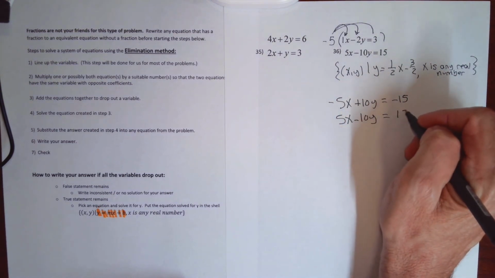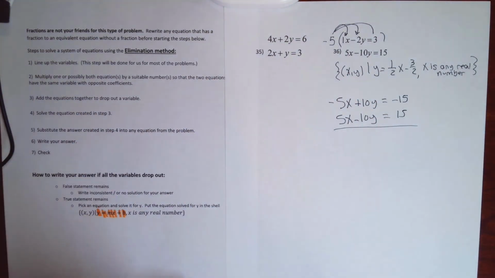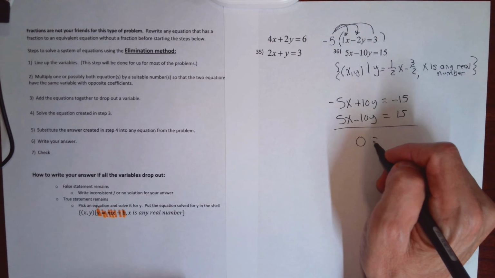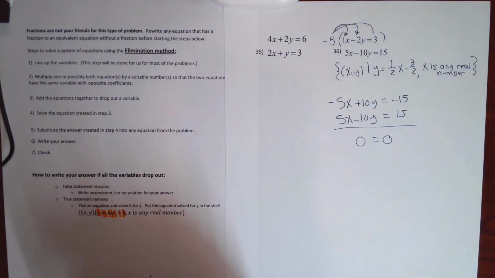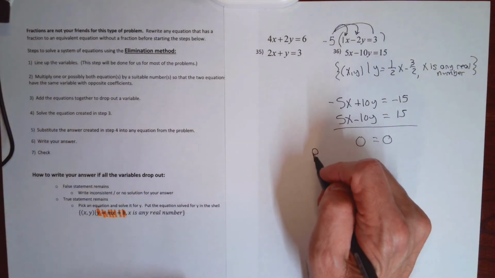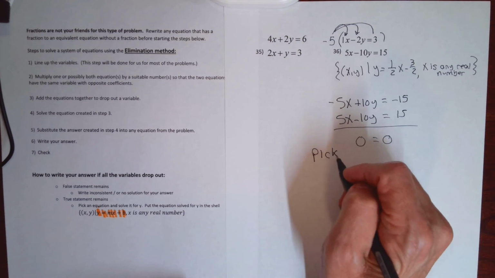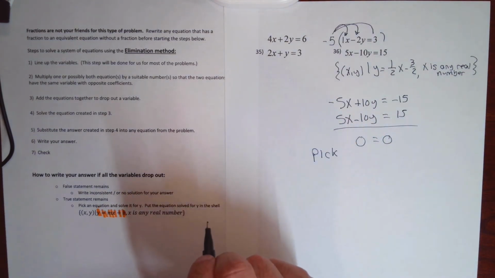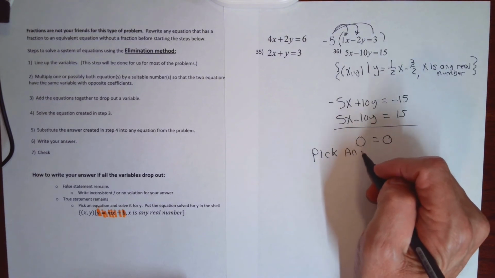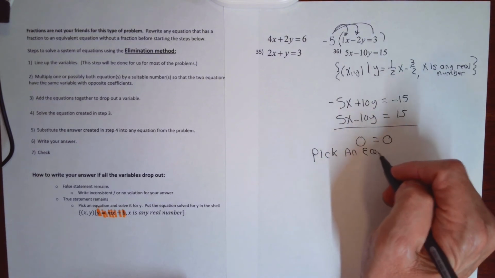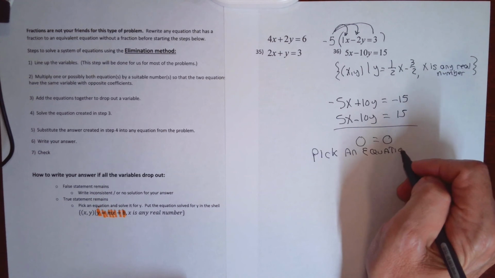And just like in the last problem, everything cancels, not so nicely. Or so nicely, but in a bad way. If I had like 0 equal to 7, I could just say no solution. But 0 equals 0 means I need to pick an equation and solve for y. It doesn't matter which equation, but if you solve it for y and simplify, they'll come out the same. I'll pick the equation with the smaller numbers because all the y's are negative.